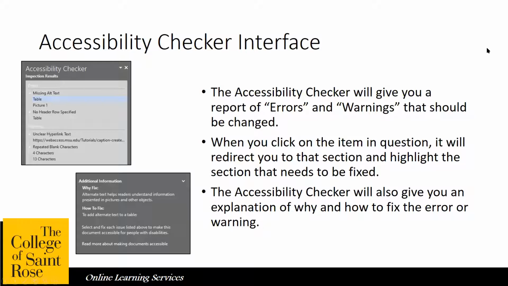When you open the accessibility checker, a window will appear on the right-hand side of your screen. The top portion of the checker will give errors and warnings. Errors are items in the document that need to be fixed, while the warnings are optional, but recommended changes. In the gray section of the checker, it provides a why and a how for each suggestion the program gives. When you click on one of the items in the top portion of the checker, it will highlight and redirect you to the section of the document where the error or warning is located. I'll demonstrate how this works shortly.